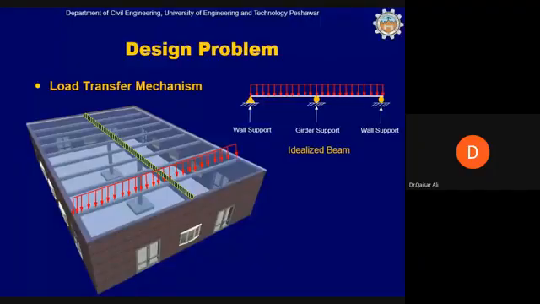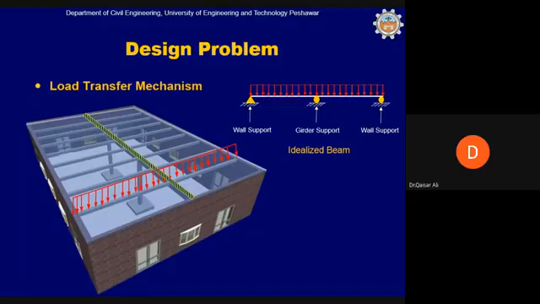Now this support, which is a wall support, can be treated as hinge support. Why can this be treated as hinge support? Because the connection between the wall and the beam is not monolithic and is not capable of resisting bending moment. It's not capable of resisting bending moment. How can you imagine this?